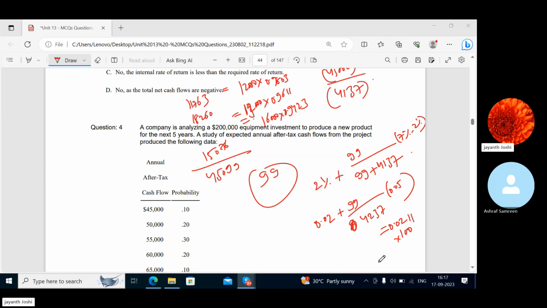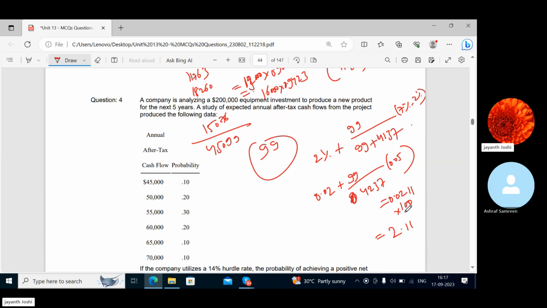How much? 2.11. So 2.11, because we were very near, right? With 2%. So this is our IRR. Now 2.11, 7%, 2%, right? Now we can make the decision. Our decision we can easily make. So what is the decision making?